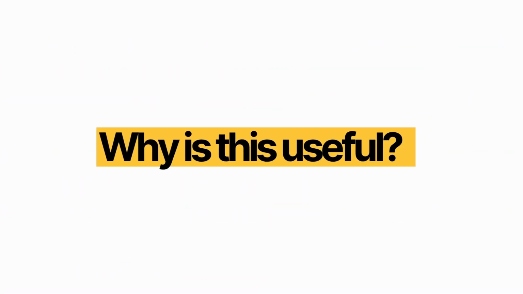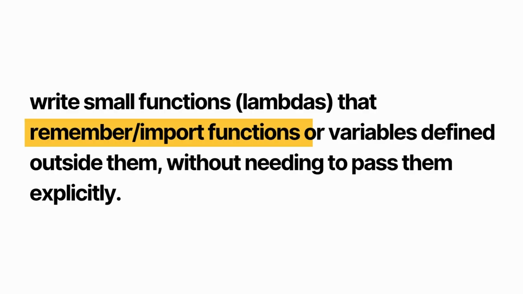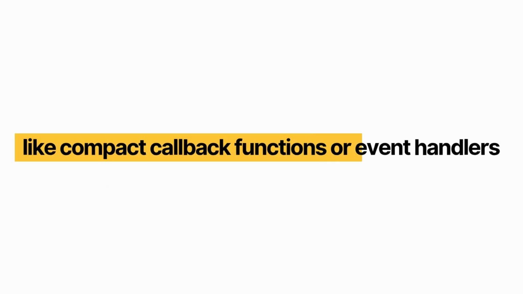Why is this useful? You can write small functions that remember or use functions or variables defined outside them, without needing to pass them explicitly. This lets lambdas work like compact callback functions or event handlers while keeping access to a necessary context.